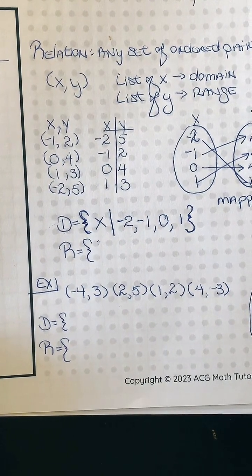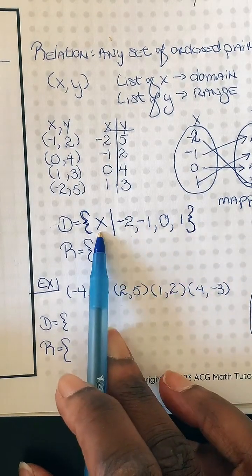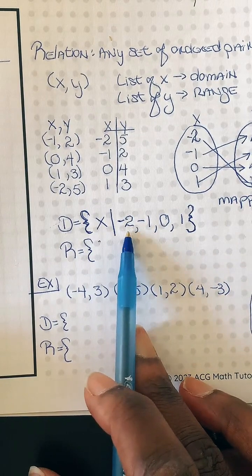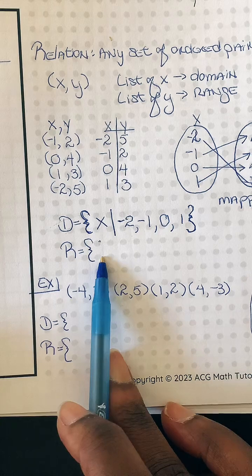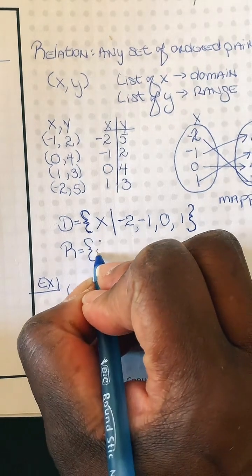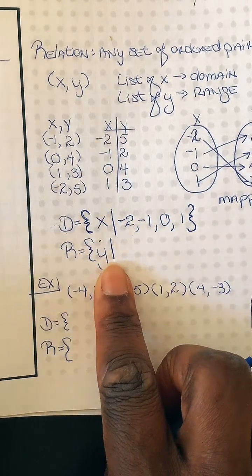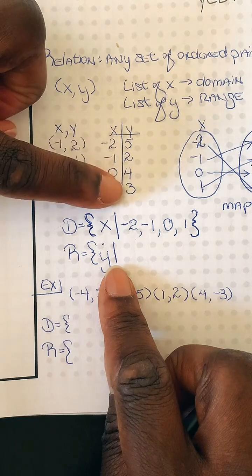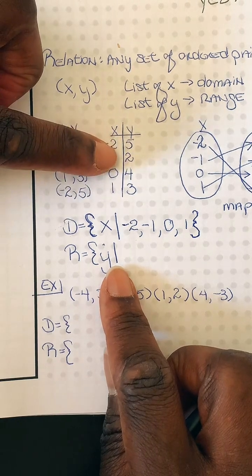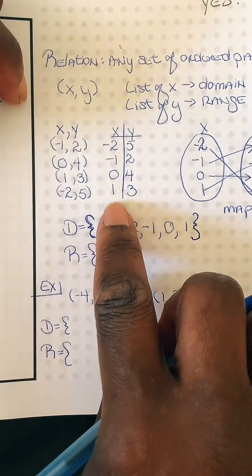So for your domain, you're saying X such that, and then you list all your X values. For your range, guess what? That's my Y's. So that's Y such that, and then I list all my Y's. You can list your Y's in numerical order, from least to greatest. That's perfectly fine because we already know what the pairs are.